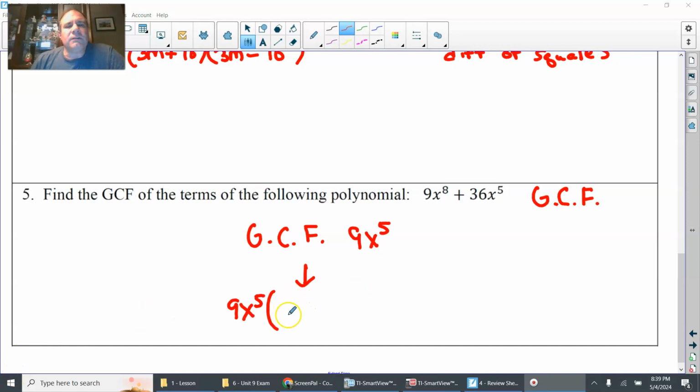If you wanted to go a little bit further, then you would put the greatest common factor outside the parentheses. 9x to the 5th times what equals 9x to the 8th? You would just do x to the 3rd. And then 9x to the 5th times what equals 36x to the 5th? That would be 4. And that's basically it. All right, this is extra. This is not needed.